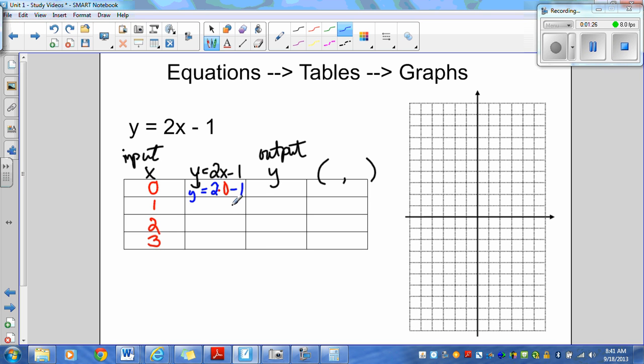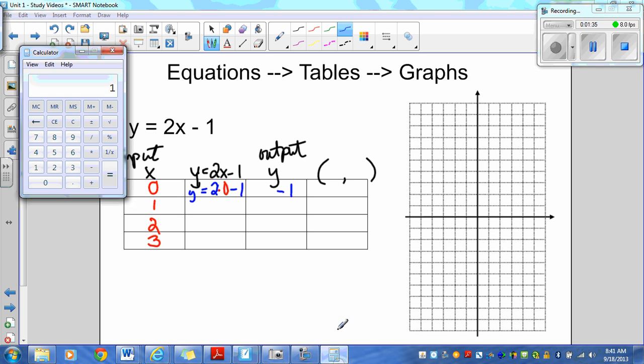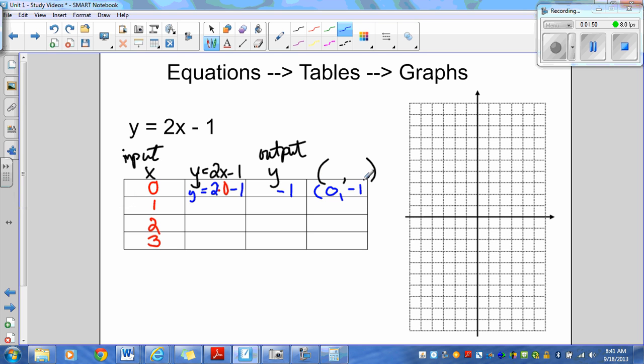Y equals 2 times 0 minus 1 is -1. If you look at your order of operations, you have to do multiplying first. 2 times 0 is 0, minus 1. I'm going to show you how to check on a calculator. You would do 2 times 0 minus 1, and you would get -1. 0, -1 is your point. X is what you plugged in, 0, y is what you got out, -1.